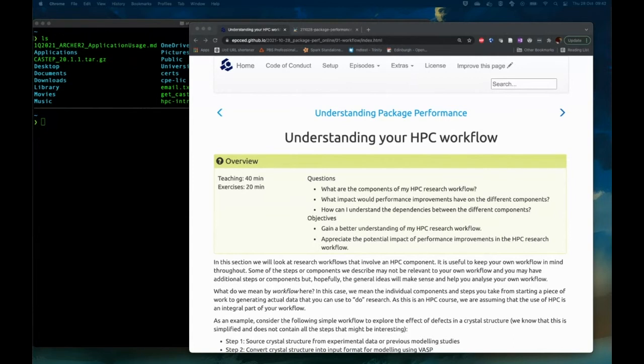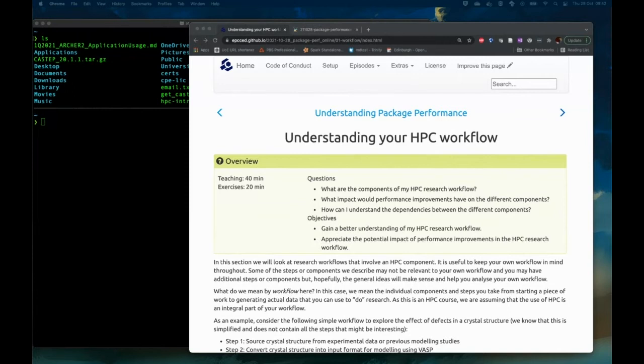But we wanted to set some context and understand where does HPC sit in the workflow, and what do we mean around getting performance improvements, particularly on the HPC side, and how they would impact people's scientific workflow.